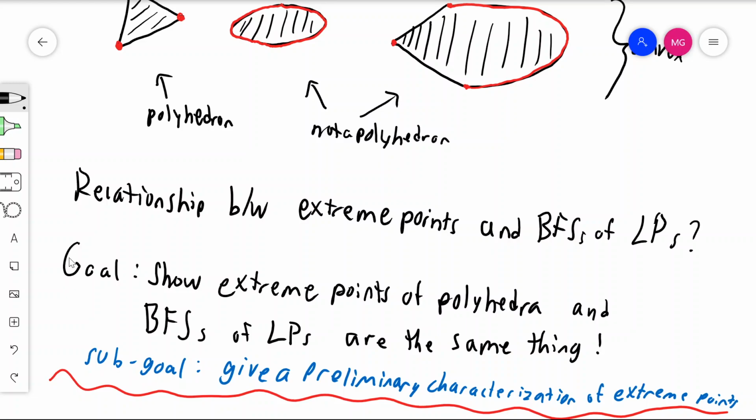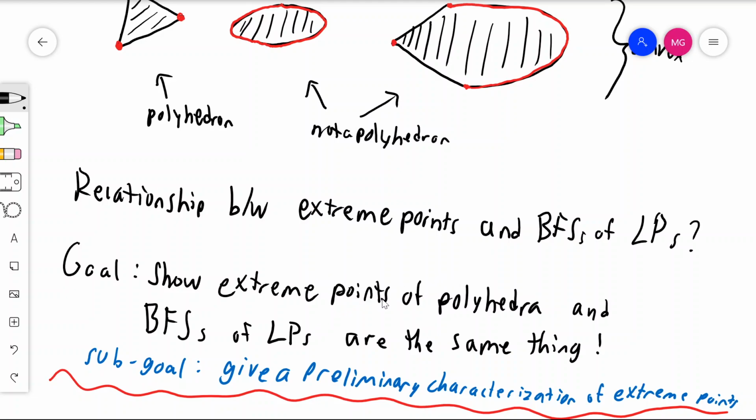Our goal is the following. It's actually to show that extreme points of polyhedra and basic feasible solutions of linear programs are the same thing. If you give me a linear program, and I look at the basic feasible solutions of that linear program, and then I look at the associated polyhedron for that linear program, the feasible region, the basic feasible solutions geometrically on that polyhedron are the extreme points of that polyhedron.